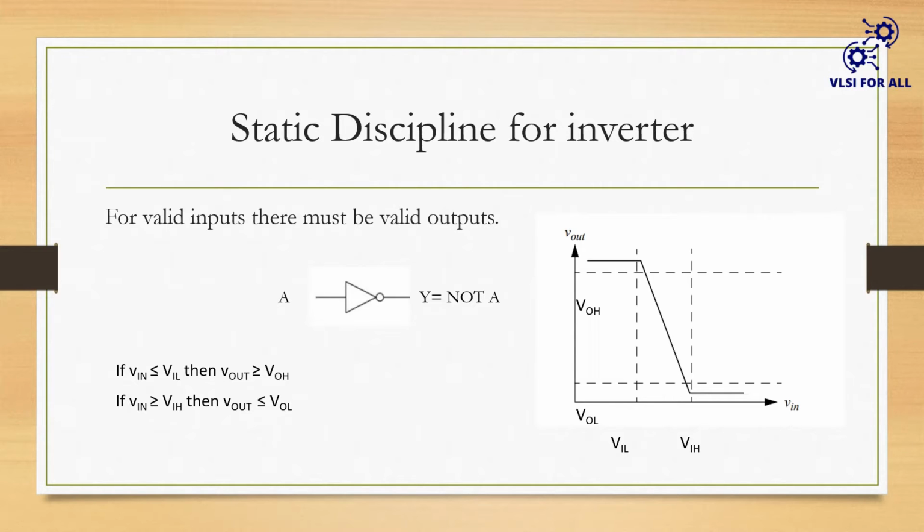Hence, we are giving you the static discipline for the inverter. Simply, if at all input is less than or equal to VIL, then Vout must be greater than or equal to VOH. Similarly, if Vin is greater than or equal to VIH, which is represented as logic 1, it can be considered as output logic 0. That means less than or equal to VOL.